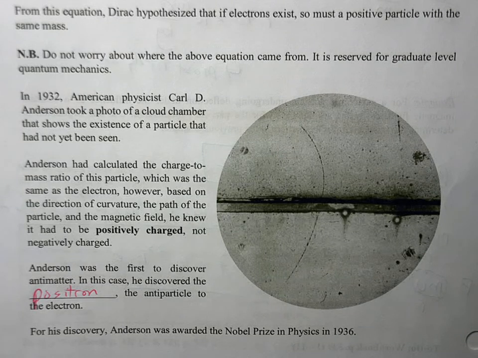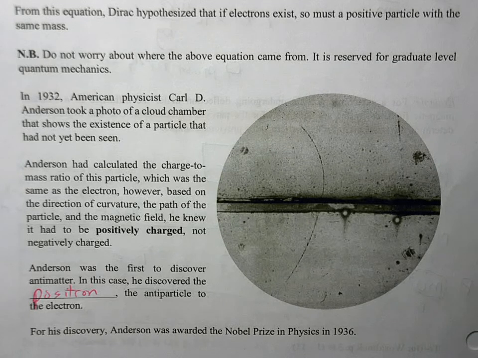Now, Anderson knew one of these was an electron. What that told him is that this other particle had to be very similar to the electron. It had to have the same mass. All these properties have to be identical with the exception of the charge. He knew that the charge had to be opposite that of the electron. So the electron being a charge of minus 1e, this new particle had to be a charge of plus 1e.